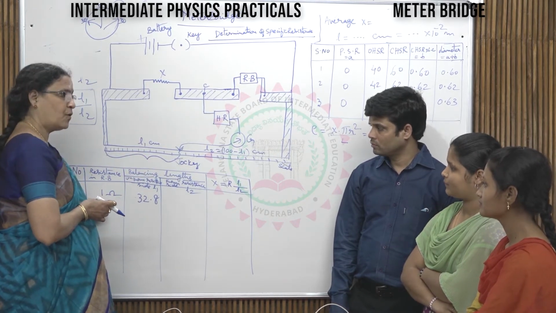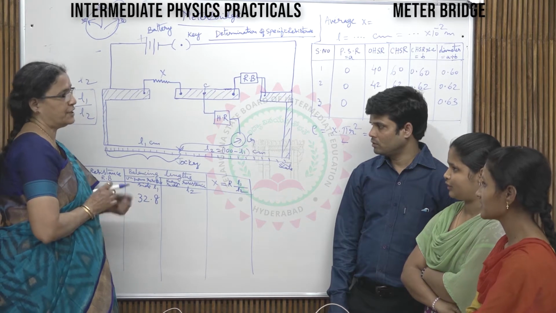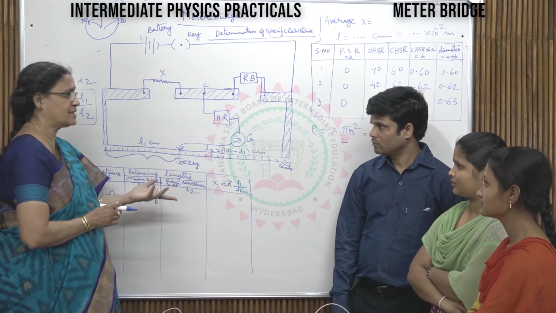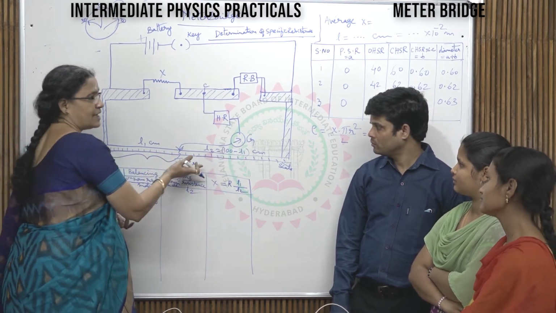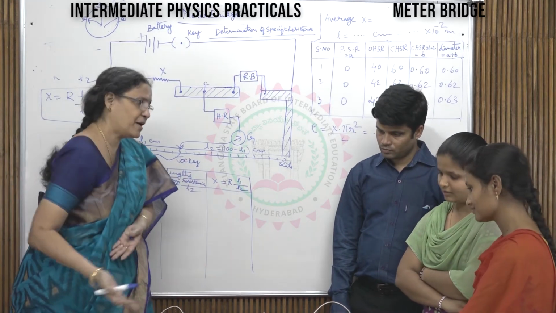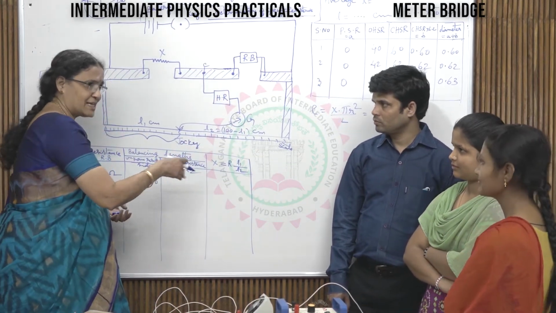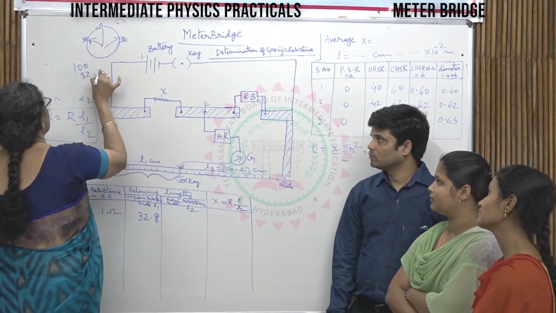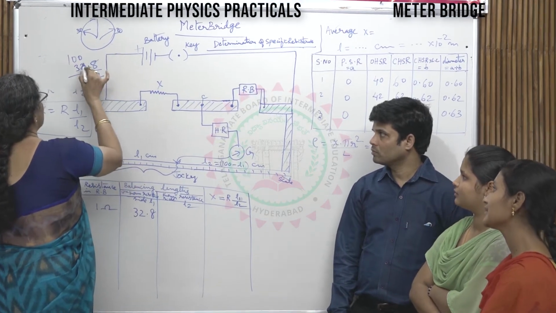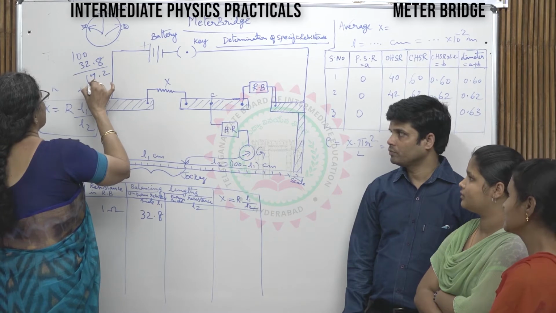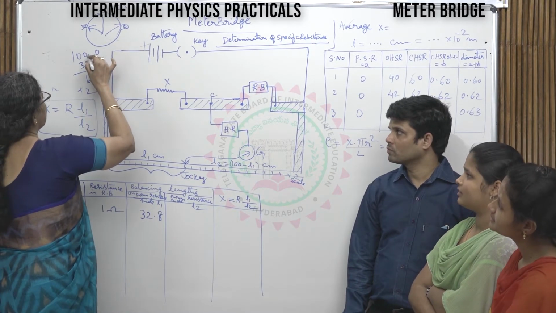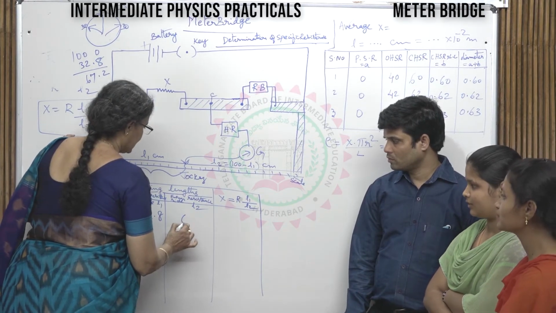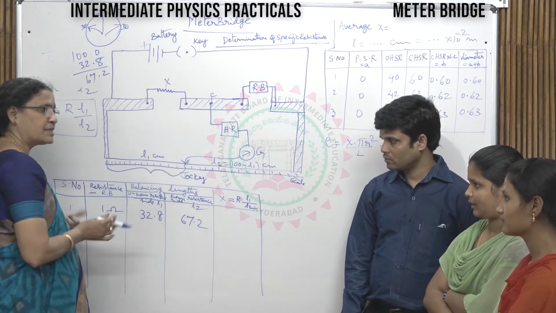So when I have applied 1 ohm, where did I get 0 deflection? 32.8 centimeters. Now, should I measure the rest? Not necessary. 100 minus L1 is L2. On the scale, if you measure also, it will be the same, or if you do a simple calculation, what is 100 minus 32.8? 9 minus 2 is 7, and so 67.2. First reading is over.